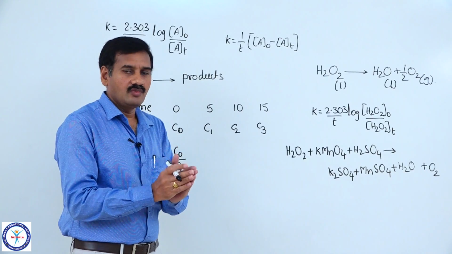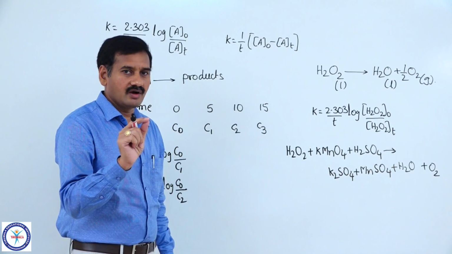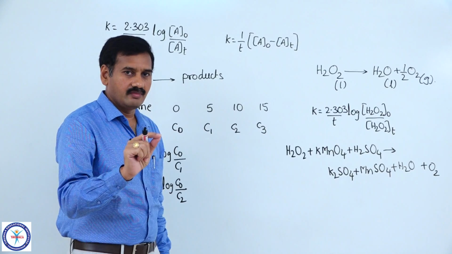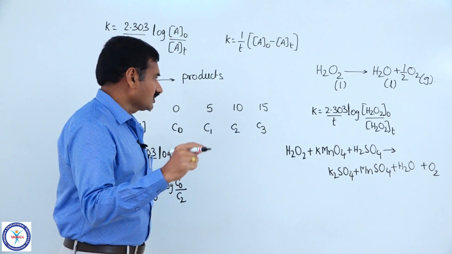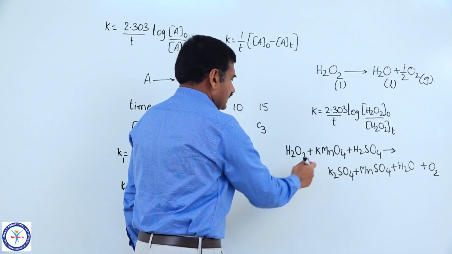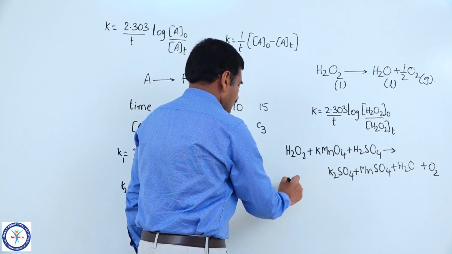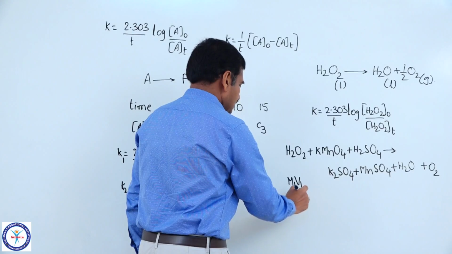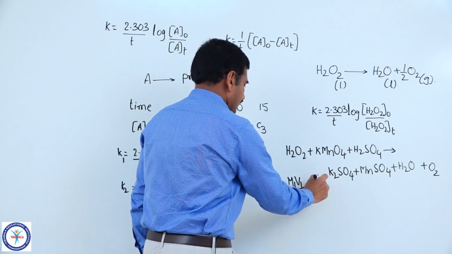At every time, the volume of potassium permanganate is calculated by you. Based on the volume of KMnO4 calculated, after balancing this equation, you will get M1V1 by N1 is equal to M2V2 by N2.